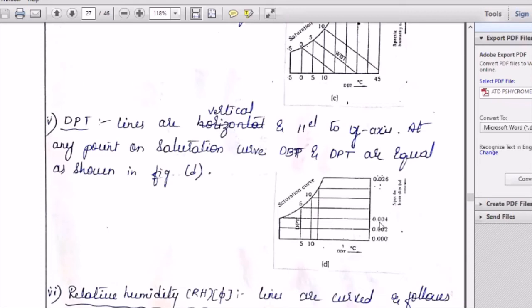Now this 0.004 or 0.006 line is taken and extended up to the saturation curve. We extend it up to the saturation curve. Now you can observe that at the point where the specific humidity line meets the saturation curve, there is one straight line coming down. Straight line coming down. So that is also called the dew point temperature.